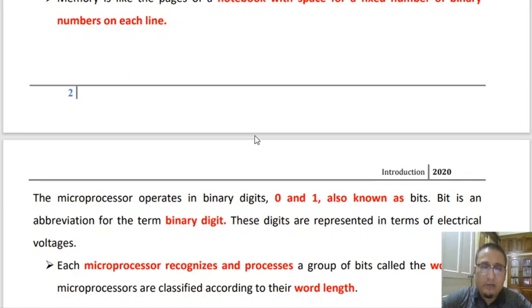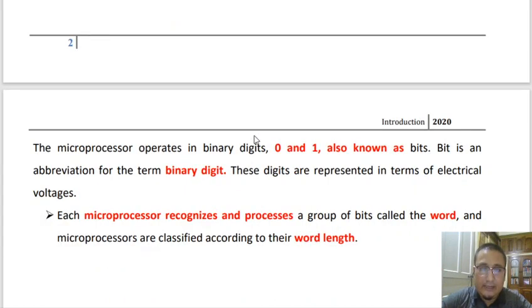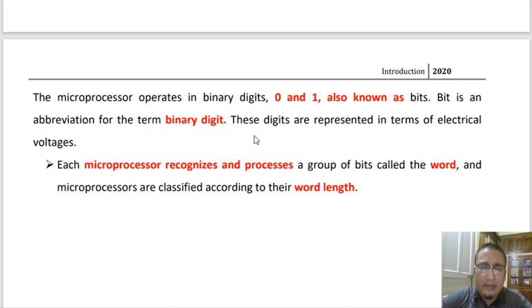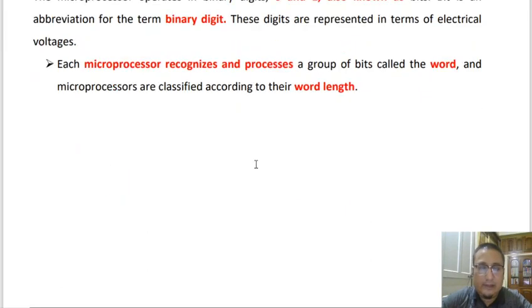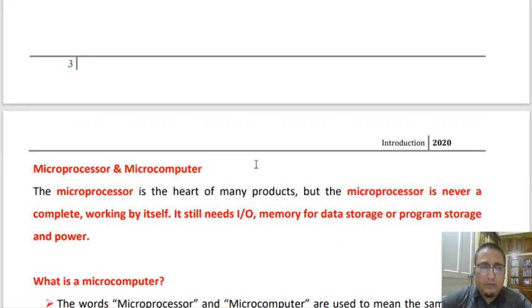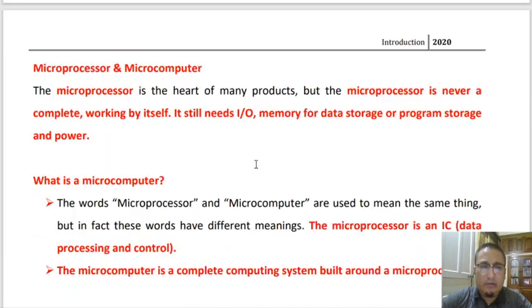Each and every microprocessor is classified according to its word length. So with each microprocessor, there is a group of bits associated that is called a word, and microprocessors are often classified according to their word length. The word length can be 4-bit, 8-bit, 16-bit, 32-bit, or 64-bit. It refers to the volume of information that the microprocessor processes per unit time.